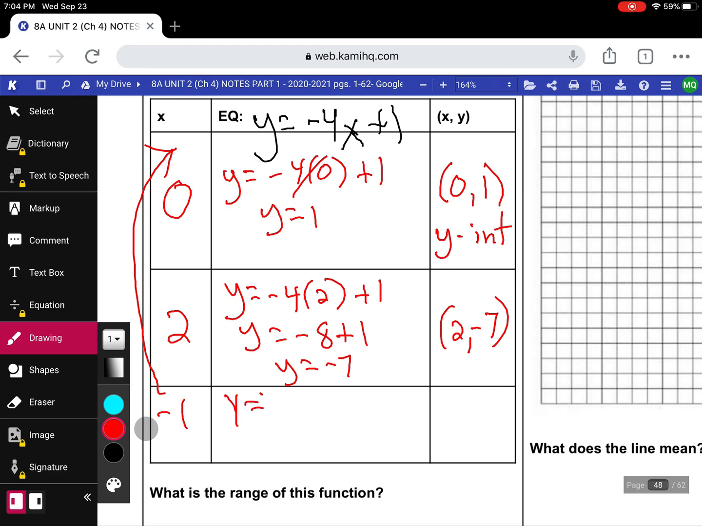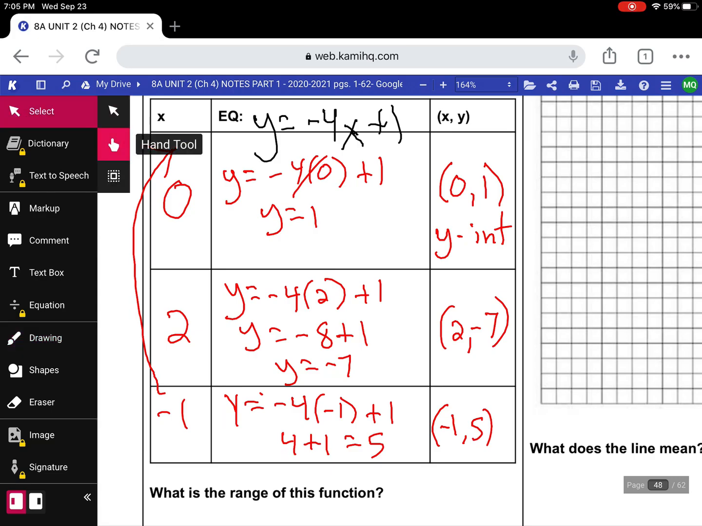We got y equals negative 4 times negative 1 plus 1. We've got 4 plus 1, and that's going to equal 5. So my last point is negative 1 comma 5. And we're going to graph it over here.